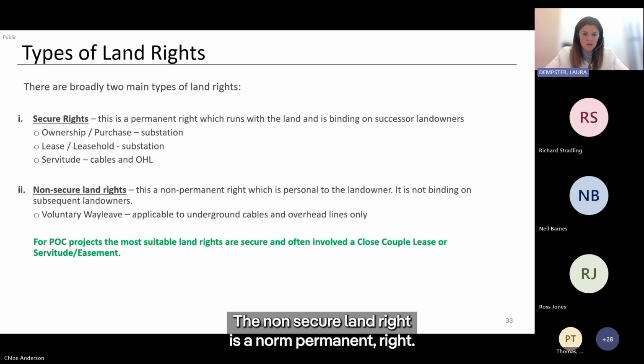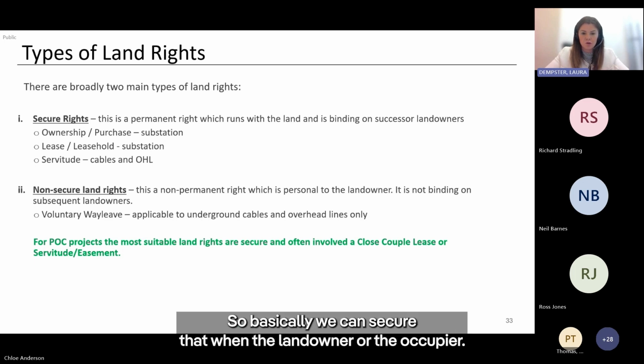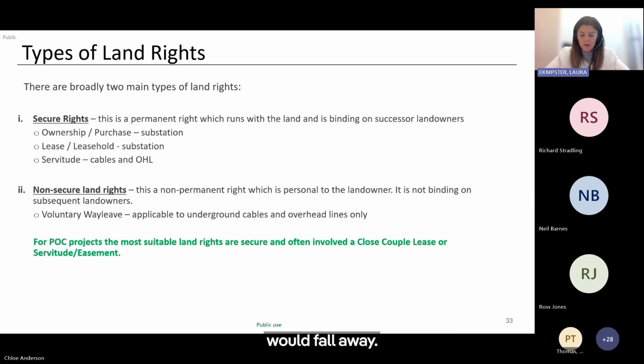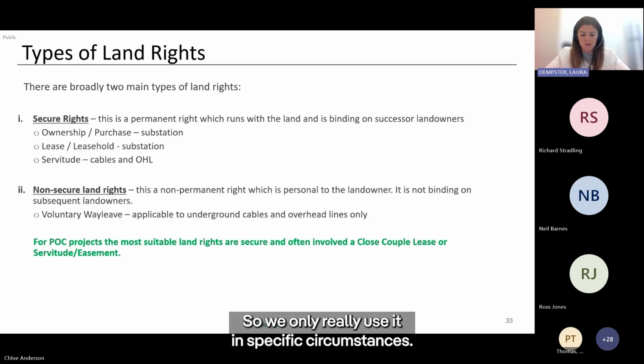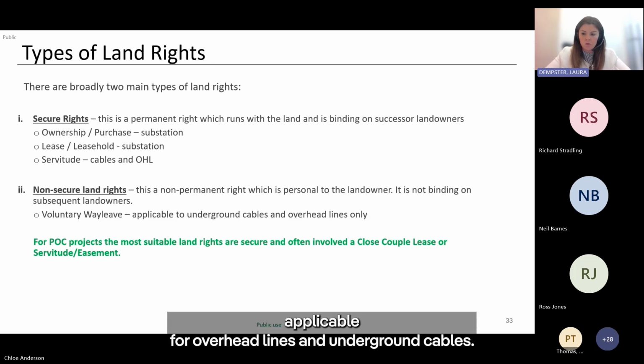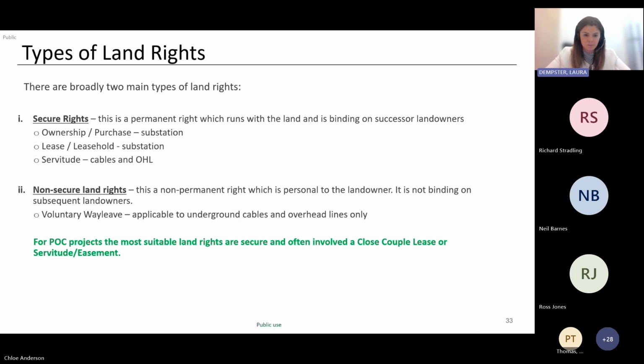The non-secure land right is a non-permanent right. So basically, we can secure that with the landowner or the occupier, but as soon as the land is then sold or transferred, the land right would fall away. So we only really use it in specific circumstances. It's not applicable for a substation. It's only applicable for overhead lines and underground cables.